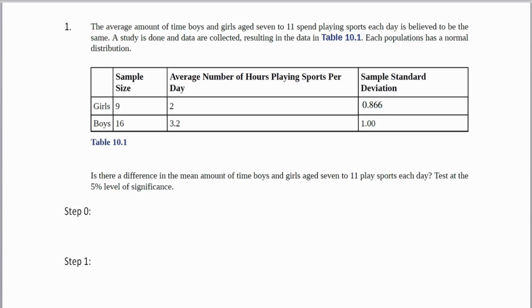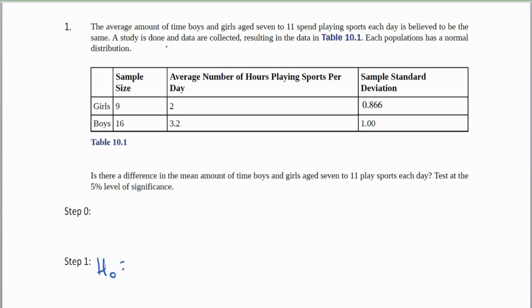So here we have the average amount of time boys and girls aged between 7 and 11 played sports each day, and it's believed to be the same. Oh, so that wording, that believed to be the same, that sounds like a null hypothesis to me. So it's very important to talk about these null hypotheses. The null hypothesis back in the last chapter was dealing with just one average, and we were comparing that average versus what was expected. So usually it was a mu equals something.